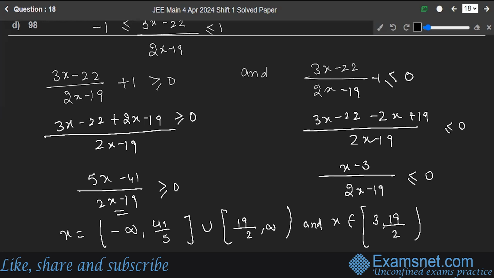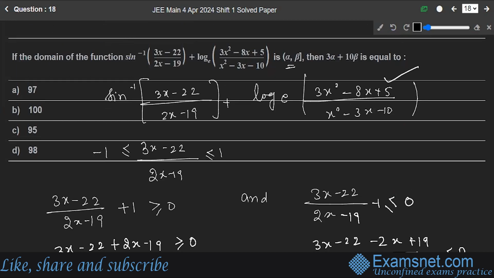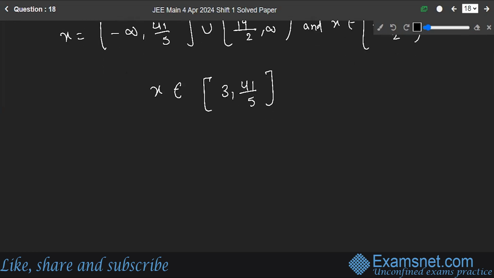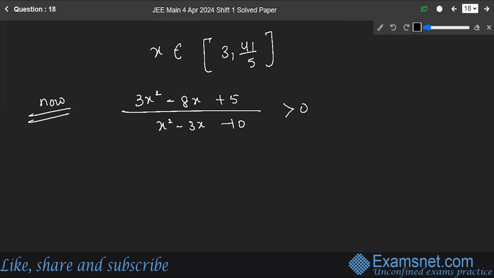Okay. If I combine both of them, you will have x belongs to 3, 4, 1 by 5. And now let's pick up this one. You know, log, this should be greater than 0. So now the second one, that was 3x squared minus 8x plus 5, x squared minus 3x minus 10 is greater than 0. So let's factorize this 3x and this.